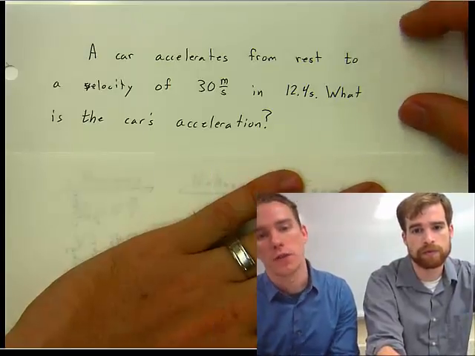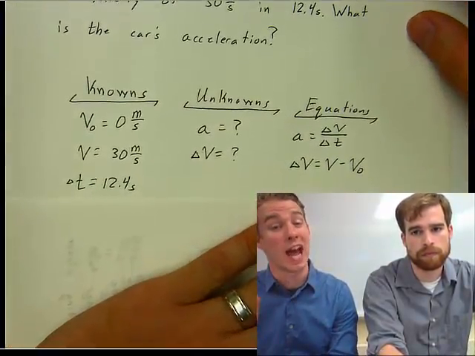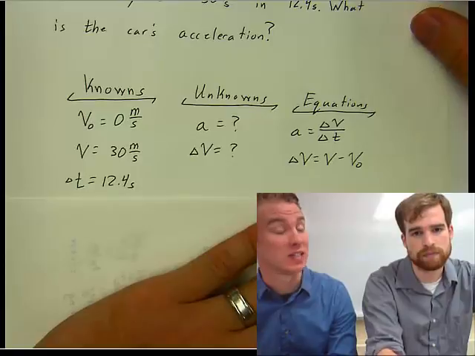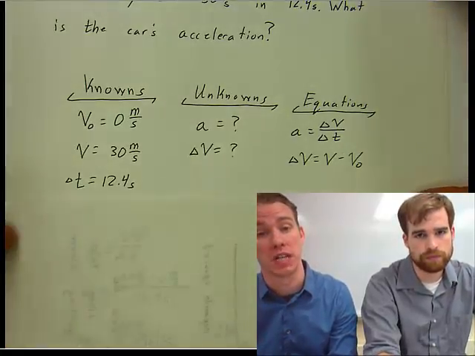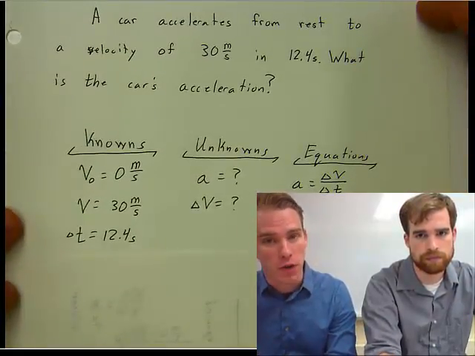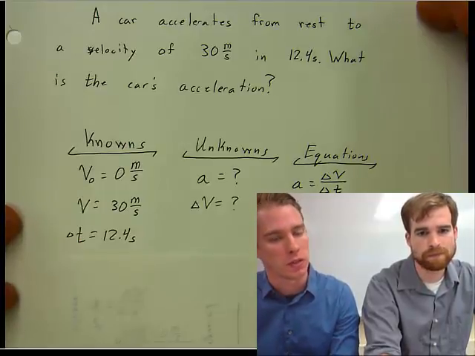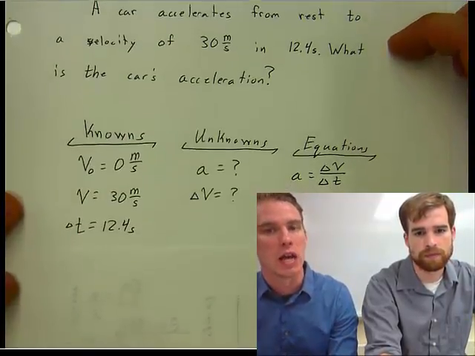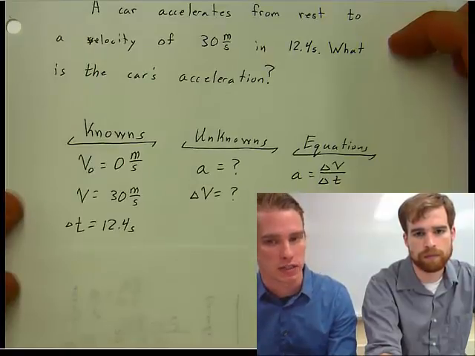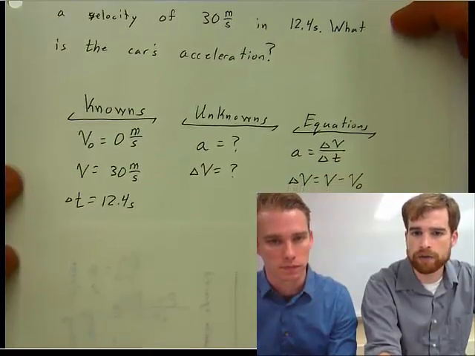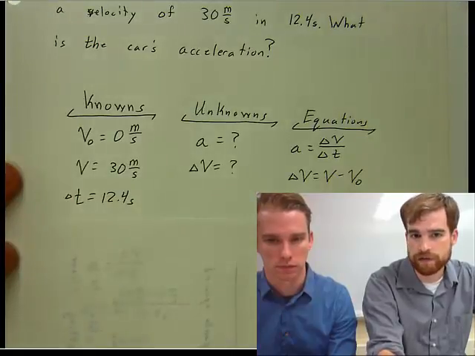Great. Now if you just look at this, what we'll see is the word at rest. We know that that's saying 0 meters per second, and since the problem says the car starts from rest, we know that's the initial value. It goes to a value of 30 meters per second for a final velocity, and our time is 12.4 seconds. So our unknowns are acceleration and change in velocity.